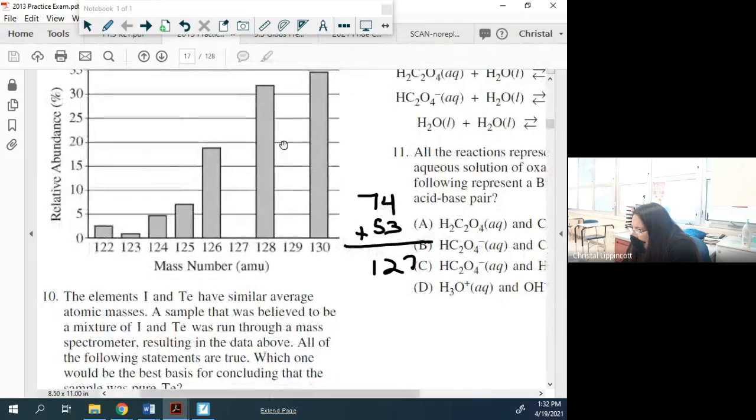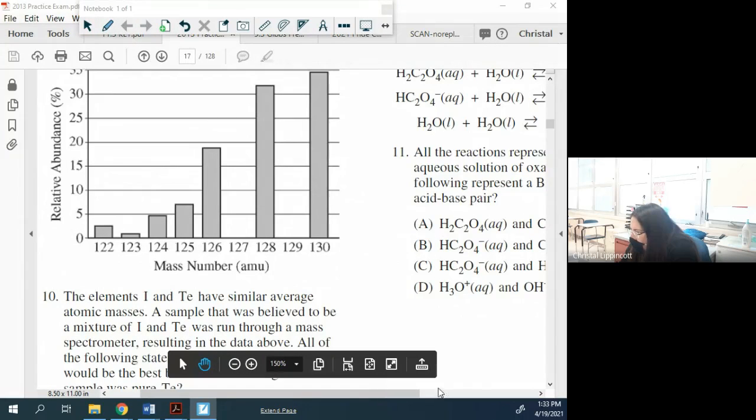Why is this not erasing? It hates me. There we go. All right, see what you can do for the next one, number 11.